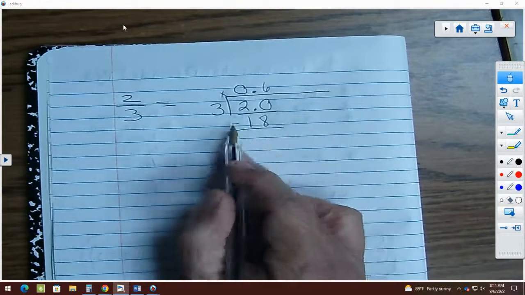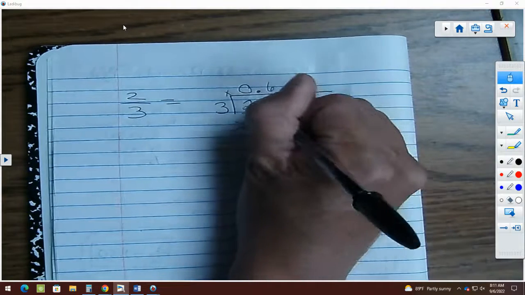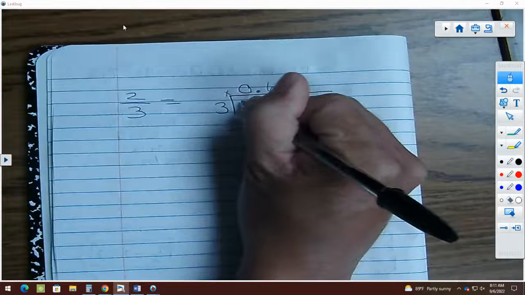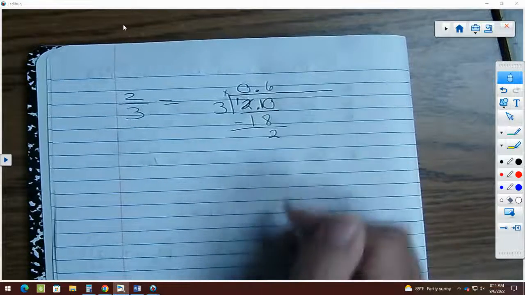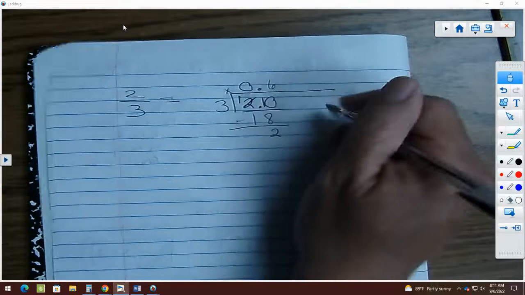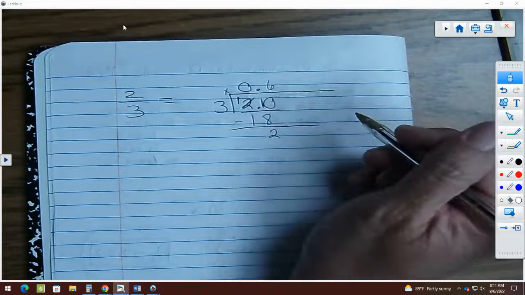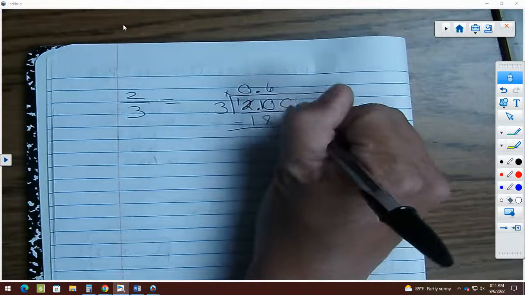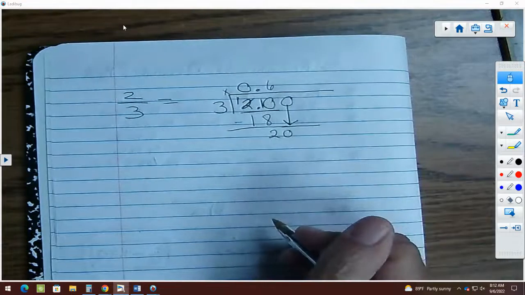Now, what's 20 minus 18? 2. Or some of you might want to regroup. You can regroup. This becomes what? 10. This becomes what? 1. You want to regroup? That's fine with me too. You're still going to get 2. Oh, that's a remainder. What do you do? Well, that's a remainder. What did I tell you to do? You add a 0 and drop it down. Anytime it's a remainder, you add a 0.